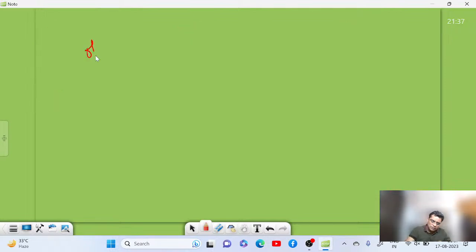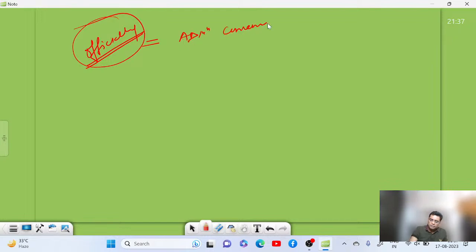Officially, Curzon said that because of administrative convenience, we need to divide Bengal.